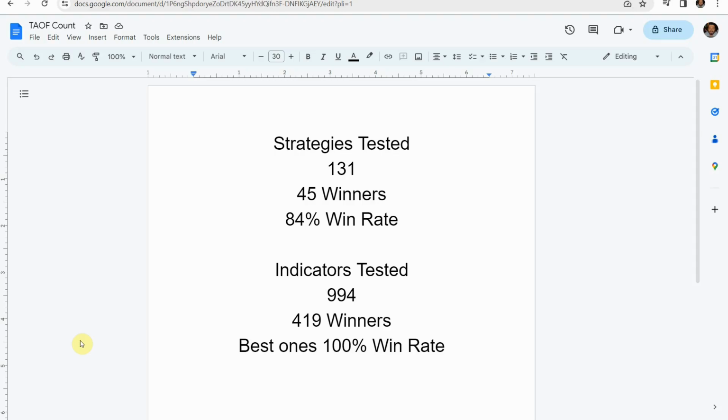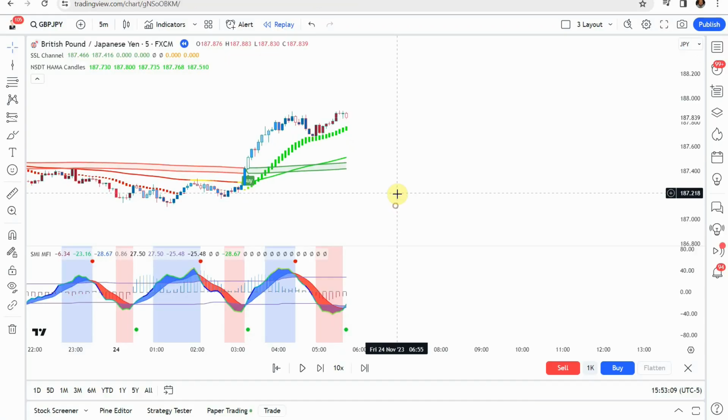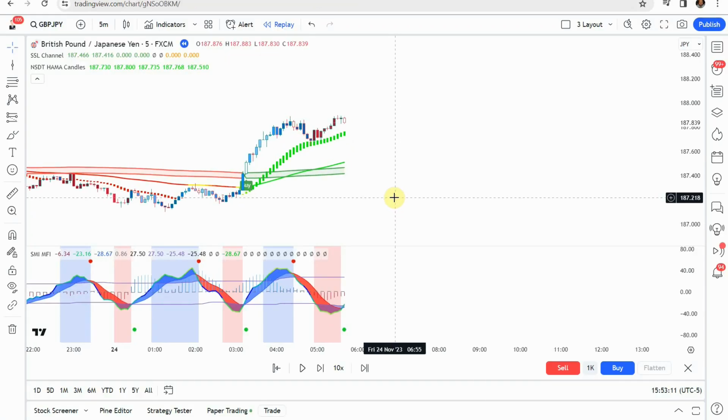Now keep in mind that we test most of these indicators and strategies on the Forex and crypto market, but they can be applied to just about any market and time frame universally. Okay, so today we're looking at a 5-minute scalping strategy.